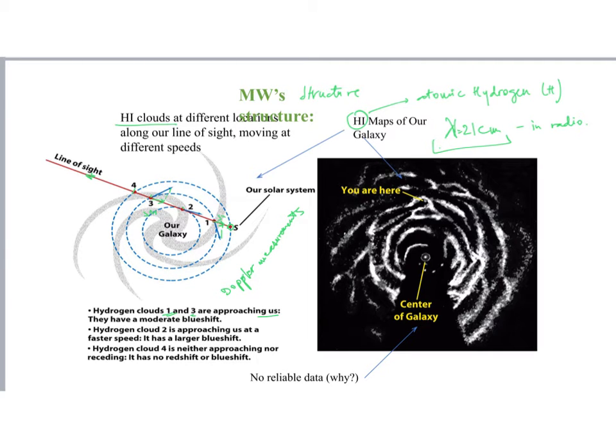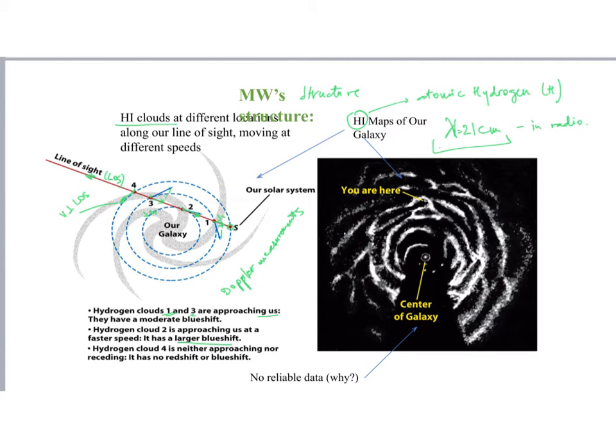Another example is cloud 2, which is approaching us at a much faster speed, right? If you do again the projection on the line of sight, this is a much larger speed, a larger blueshift. However, cloud number 4 is neither approaching nor receding, because along the line of sight there is no shift, there is no motion. So this cloud number 4 is moving with a velocity V perpendicular to the line of sight, right?